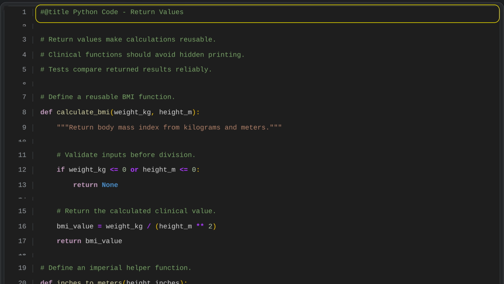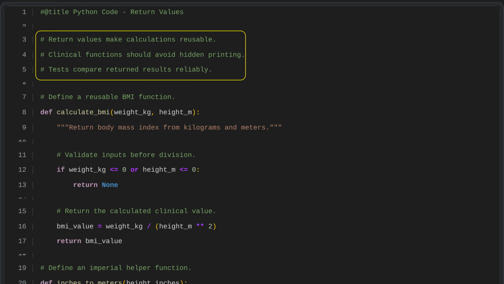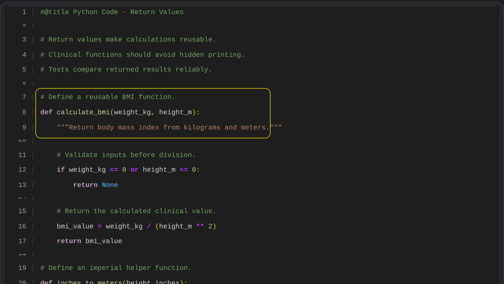Python code return values. Return values make calculations reusable and easier to test. Clinical functions should return results instead of printing them invisibly, so tests can compare those results reliably. The calculate BMI function computes body mass index from weight in kilograms and height in meters. It first checks that both values are greater than 0 and returns none if the input is invalid. Otherwise, it calculates BMI as weight divided by height squared and returns the result for reuse with different inputs.